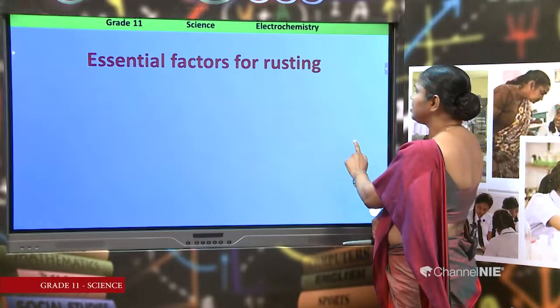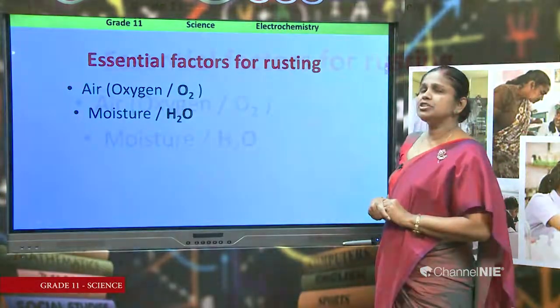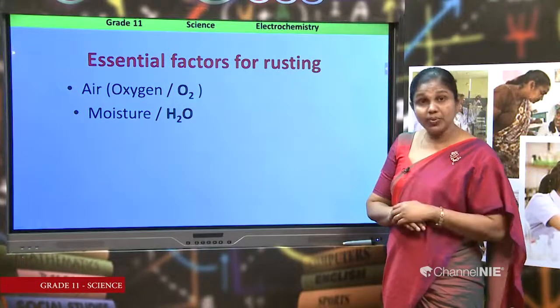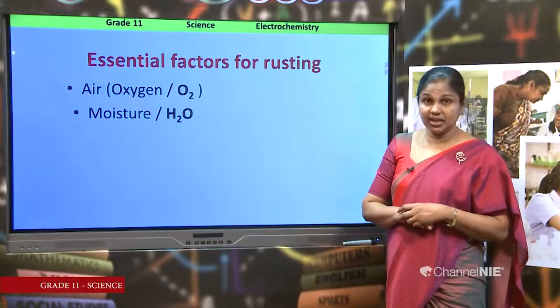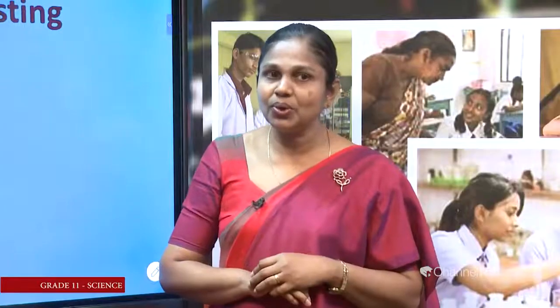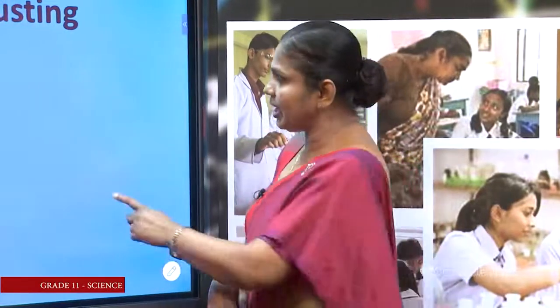Before learning steps to control rusting of iron, let me tell you what are the essential factors for rusting, children. Here you can see air and moisture are essential factors. There are some simple activities that can be done in our lab to find out whether air is needed for rusting and whether moisture is needed for rusting. Now we are going to do this activity and see the relevant observations.